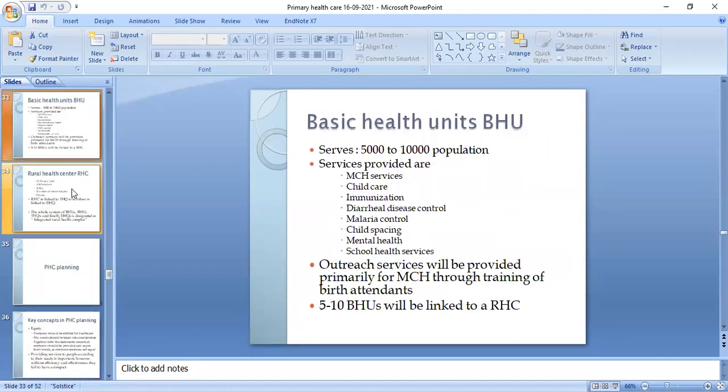Now the basic health units. These are components of primary health care. It serves a population of about 5,000 to 10,000. Services provided in basic health units are mother and child health care services, child care, immunization, diarrheal disease control, malaria control, child spacing, mental health, and school health services. Outreach services will be provided primarily for mother and child health through training of birth attendants. 5 to 10 BHUs will be linked to an RHC.